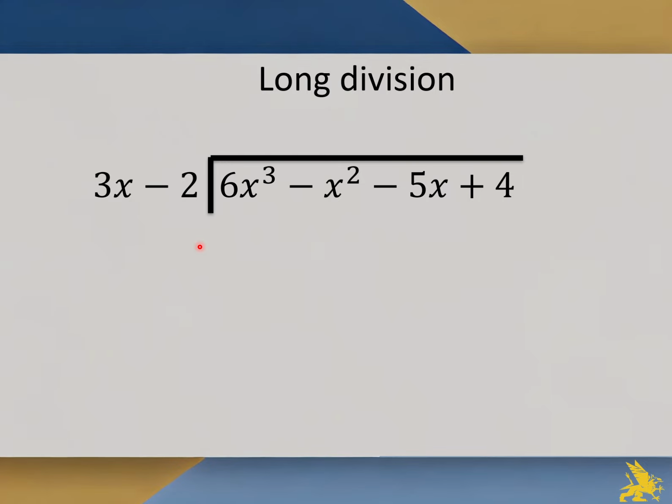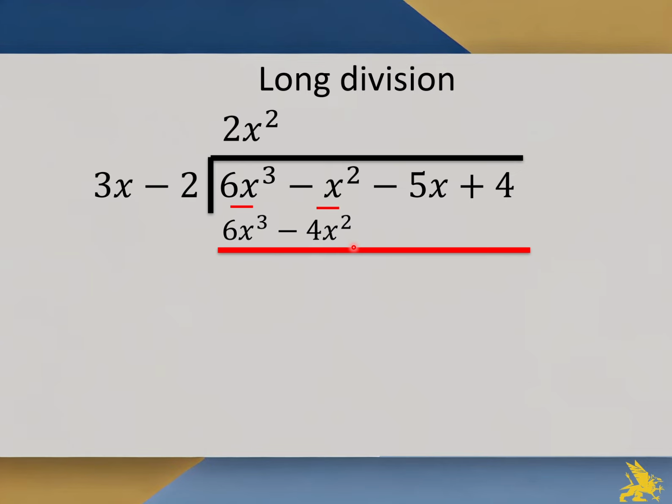We are going to divide first with our first term. So 6x to the power of 3 divided by 3x. 6 divided by 3 is 2. x to the power of 3 divided by x is x squared. You need to go the opposite way now and multiply to see how much you've shared. 2x squared times 3x gives you 6x cubed, and 2x squared times negative 2 is negative 4x squared. This is what I've shared.